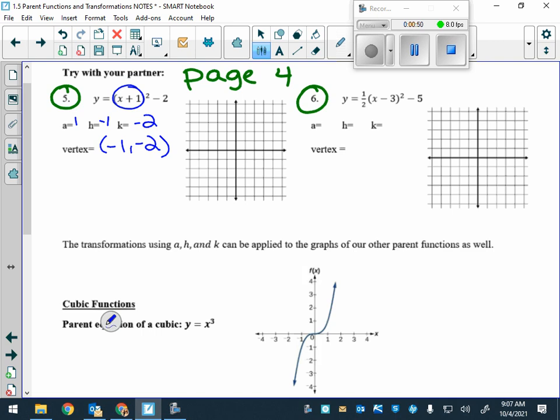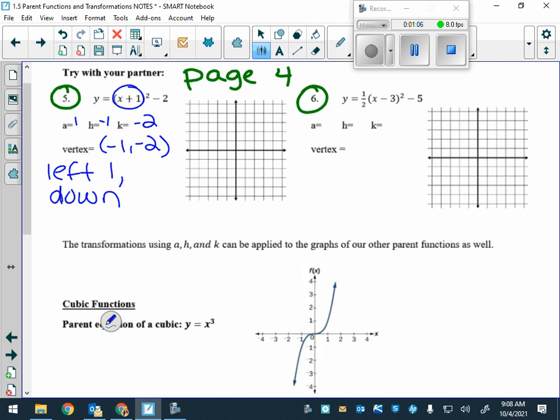Now, without graphing anything, what transformations are happening? What is 1? Yeah, Catherine. Left 1. Okay, what's another transformation? Yeah, Ryder. Down 2. Okay, so this comes from our parent function.